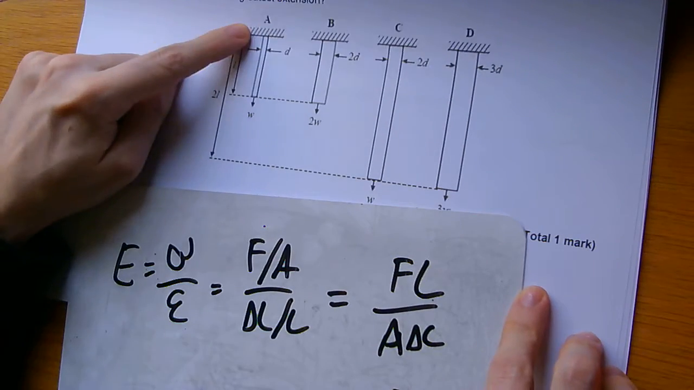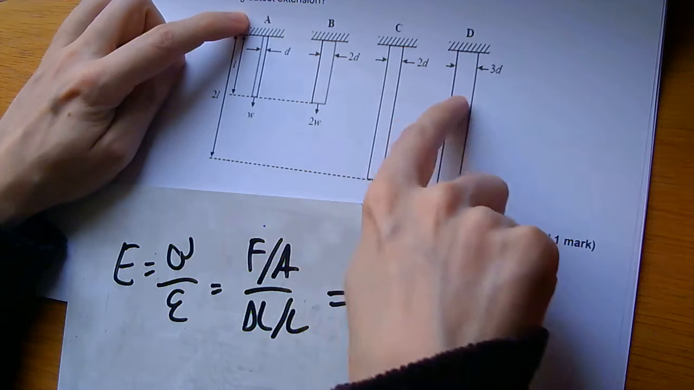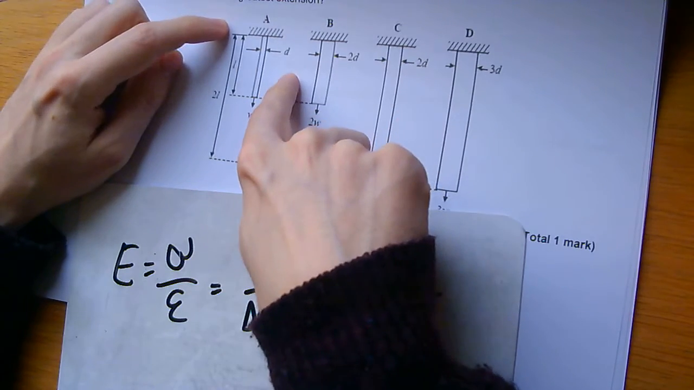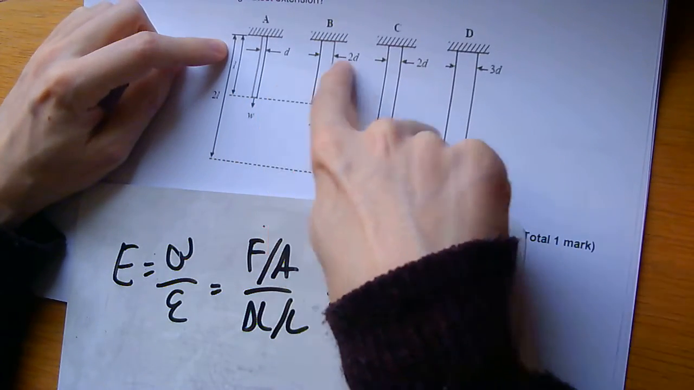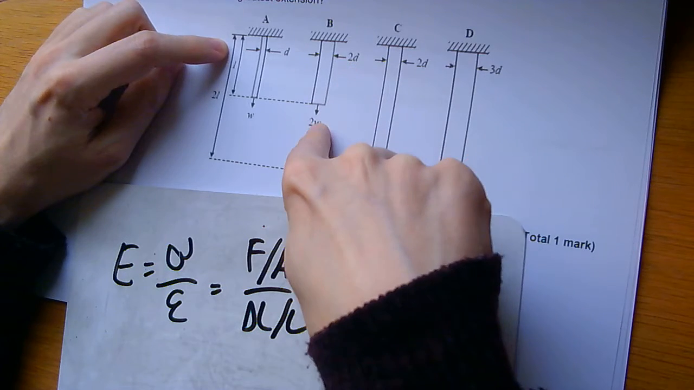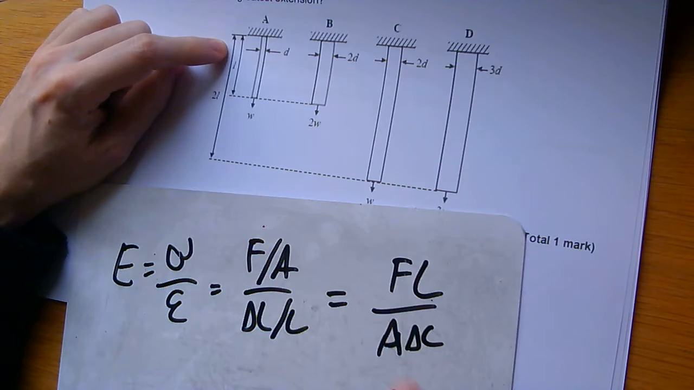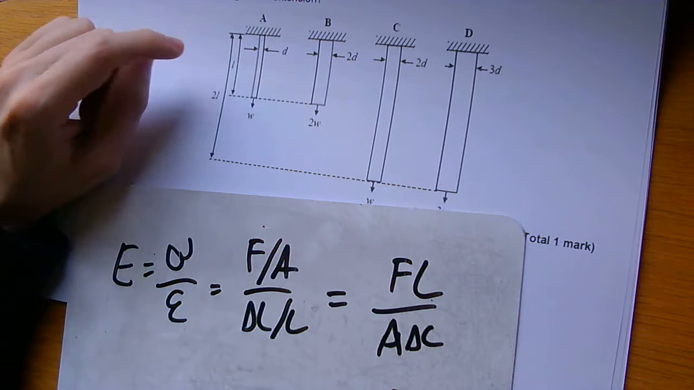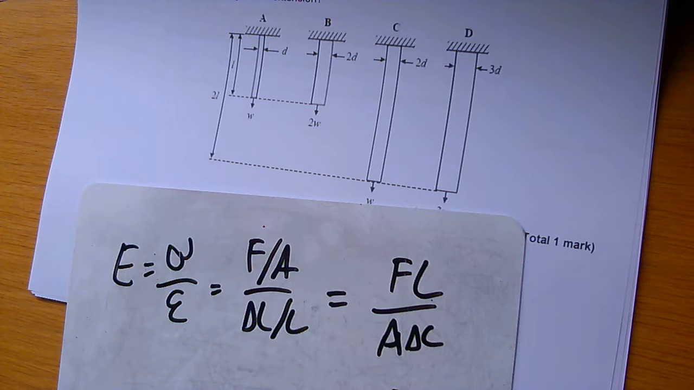So here's our first one. Let's just go through them all and compare them to the first one. Probably the easiest way. So this one here has got twice the diameter and it's got twice the force acting on it. So the force is twice as big. But if the diameter is twice as big, then the area is going to be 4 times as big.